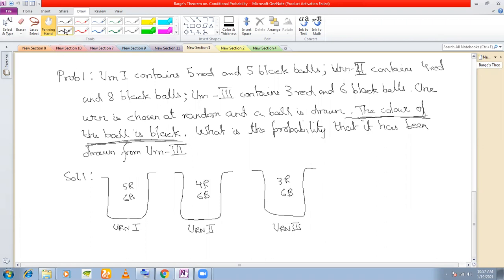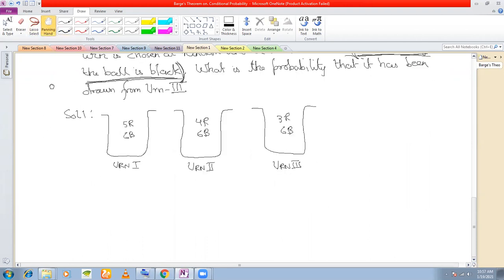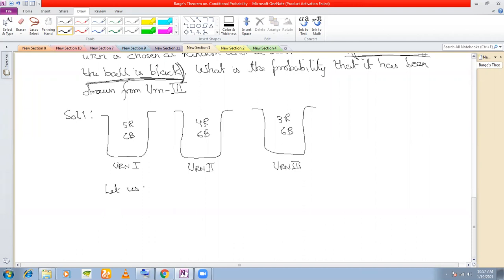So now see, as I told you yesterday, this event is the main event. That is, this event is given to us, that you should take note of. While framing the events, you must take note of what event is given to us. So since this event is given, the first thing that I do is I frame this event first. Let us frame the following events.